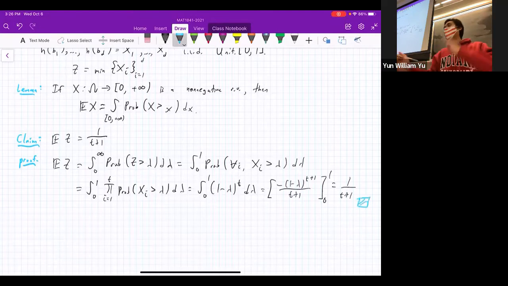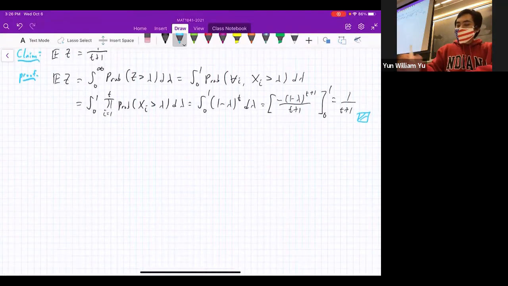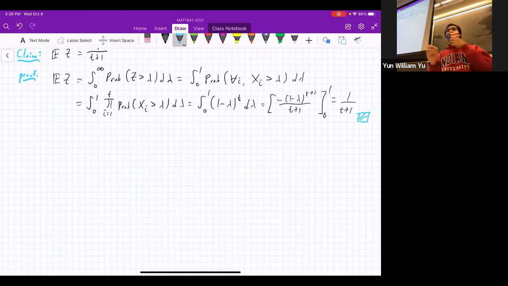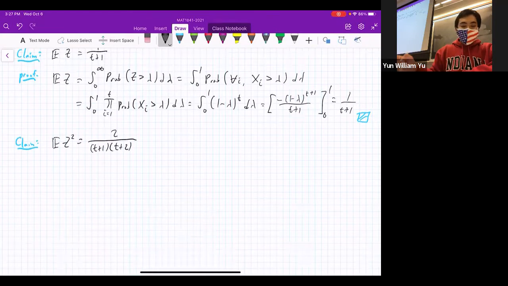Okay, so this is just a simple result, because if you take a bunch of uniform random numbers, in expectation, the minimum is about 1 over t plus 1. So easy enough. But that's not all we want. We want our estimate to have some guarantees on how close we are. And in order to do that, we need to work on its variance as well. So our next claim is that the expectation of z squared is equal to 2 over (t plus 1)(t plus 2).